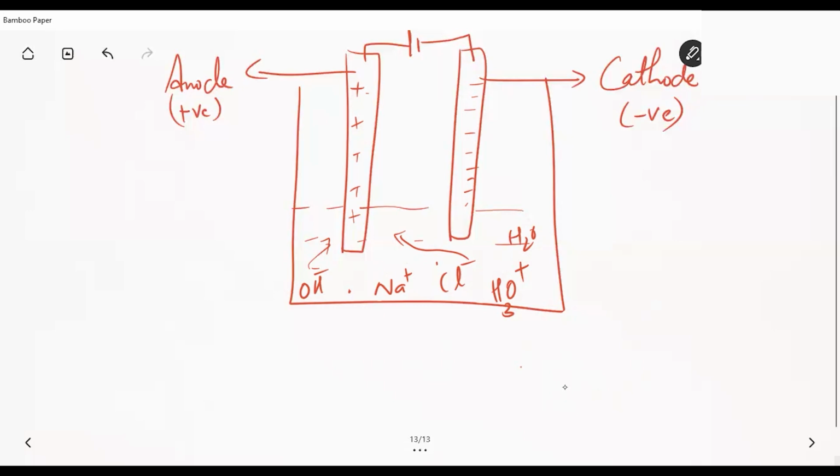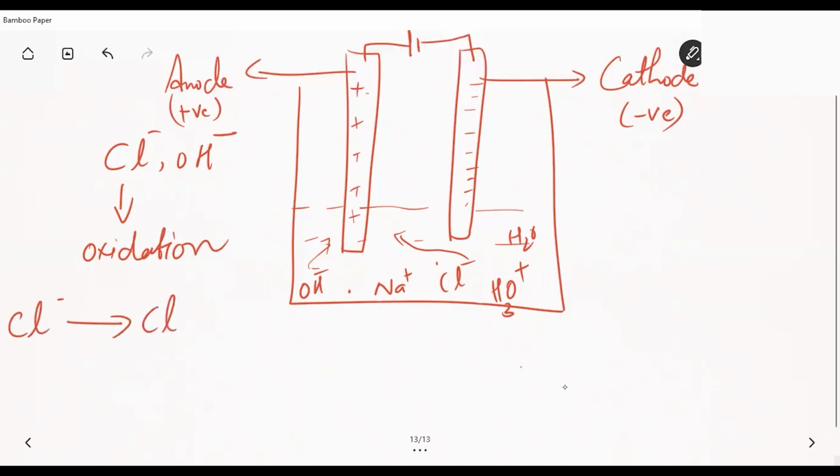Automatically there will be some competition, because both ions are there, OH minus and Cl minus, and there will be competition between these two ions. And our chlorine is going to win the race. So here also, same as in molten sodium chloride, both ions will reach, and the chloride will first undergo which reaction? Oxidation.